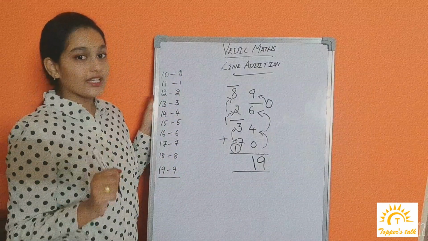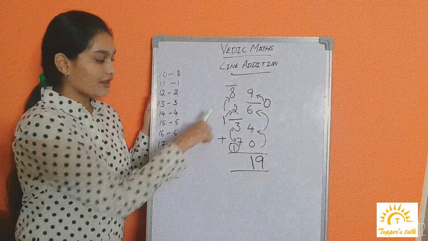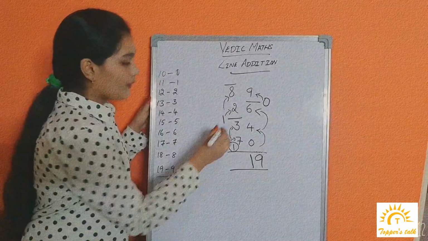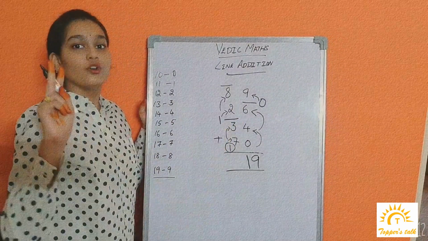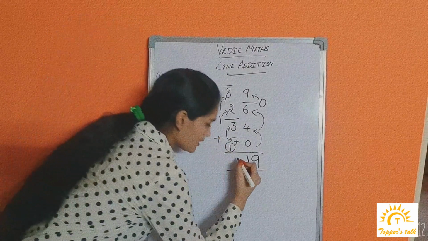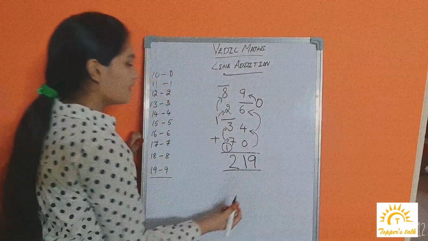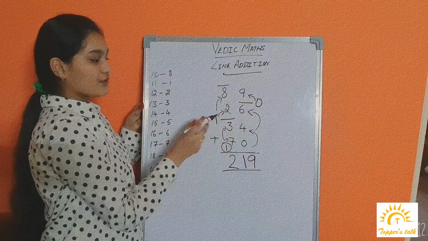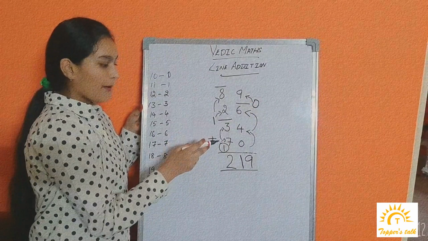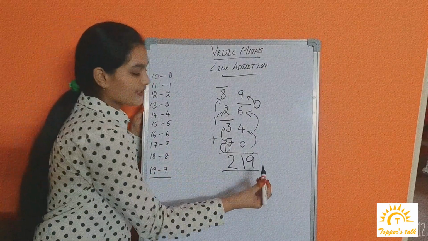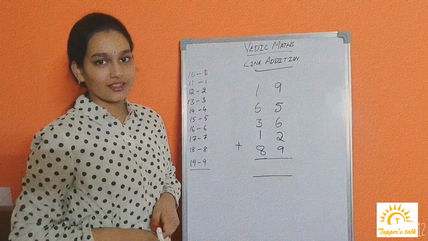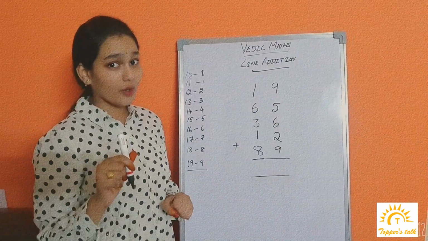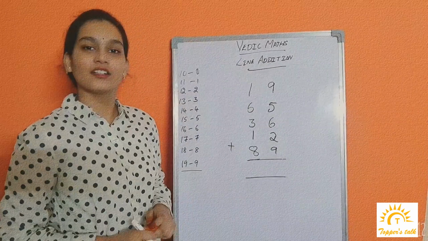Now we should count how many lines we drew in the tens place. 1, 2. We drew 2 lines. So we should write that 2 in the answer. So 89 plus 26 plus 34 plus 70 is 219. Let's do one more problem to make the concept crystal clear.